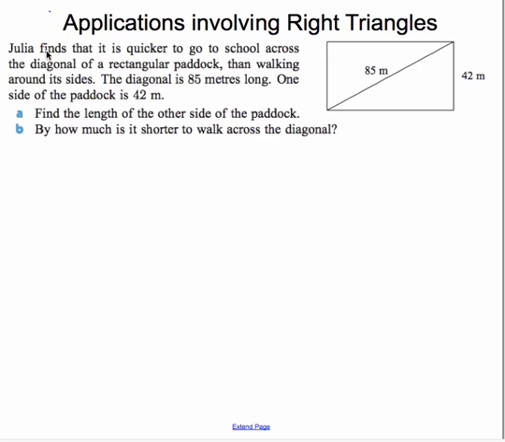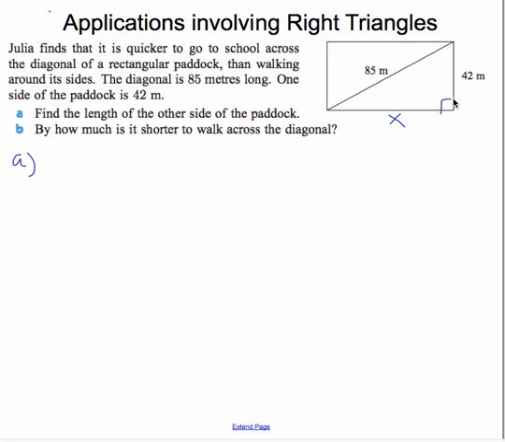So in this example, Julia finds that it's quicker to go to school across the diagonal of a paddock than walking across the sides. The diagonal is 85 meters long, one side is 42. Find the length of the other side of the paddock. So in this example, I can label it x, and we can use the Pythagorean theorem to find x.